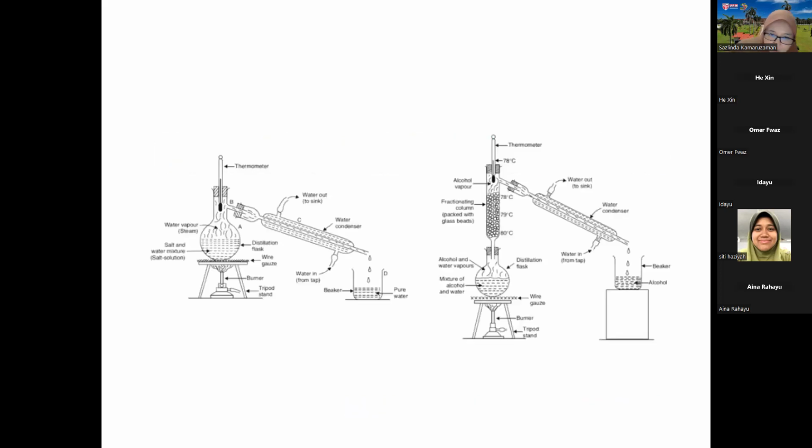Okay, so I think I can proceed directly to fractional distillation so that you can make a comparison with simple distillation. As we can see here from the figure, can you see any difference compared to simple distillation? What are the differences? I think it's quite clear.